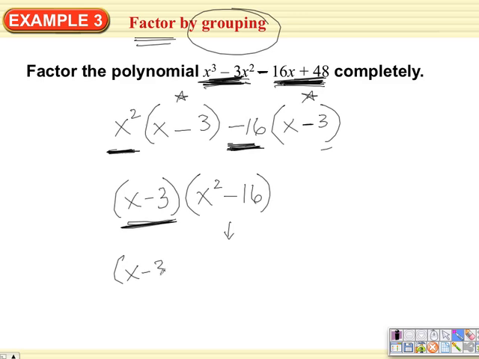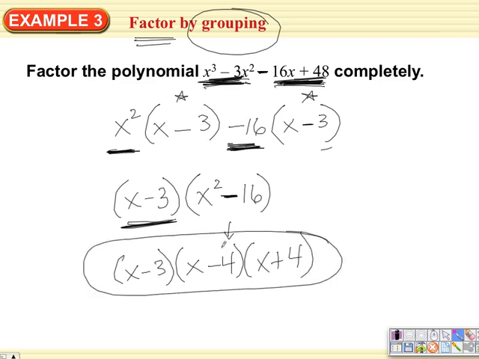But be careful, sometimes these will go again. So x minus 3 cannot factor again, but this is a difference of squares. x minus 4, x plus 4. We completely factored this up here. If you FOILed, or if you multiply these three things together, you would get what you see above.